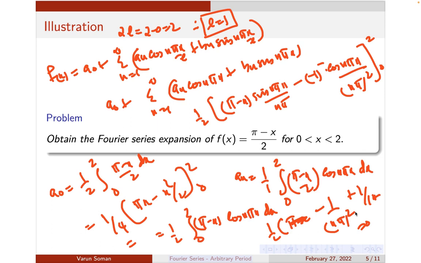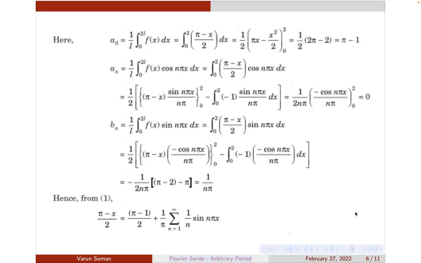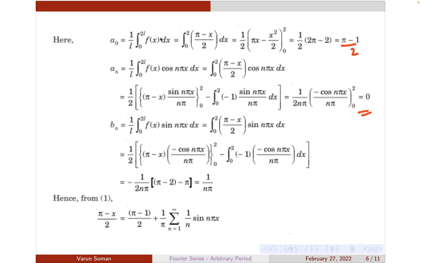Okay, similarly you can find the value of bn also. So this is the formula here. The value of a naught was 0. According to us, it should be pi minus 1 by 2, because you have used the formula a naught is equal to 1 by 2L. So for us, when you do it in our way, it will be 1 by 2. Similarly you can apply the formula for bn also, the same idea only.